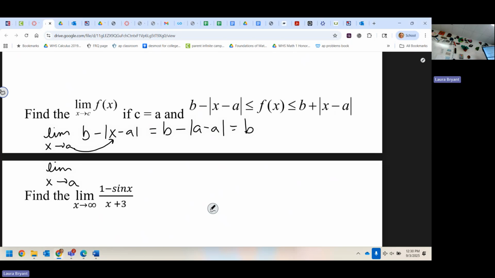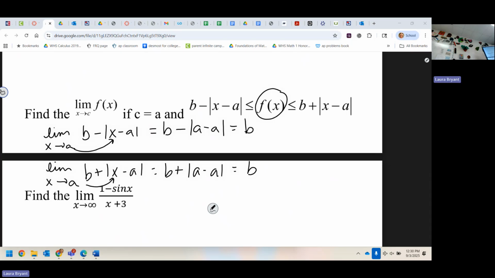And then on the bigger function, I have b plus absolute value x minus a. And then I do my direct substitution there, and I get b plus absolute value a minus a. Of course, that part goes to 0, and I get b again. And since those are the same value, my middle function will have a limit that is the same value.